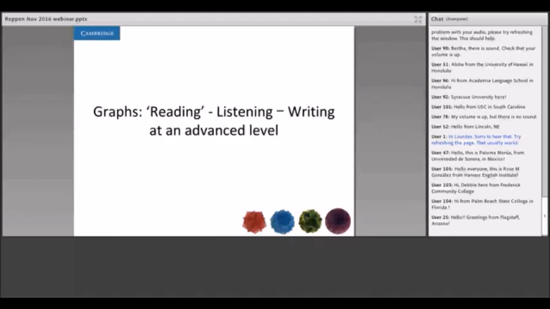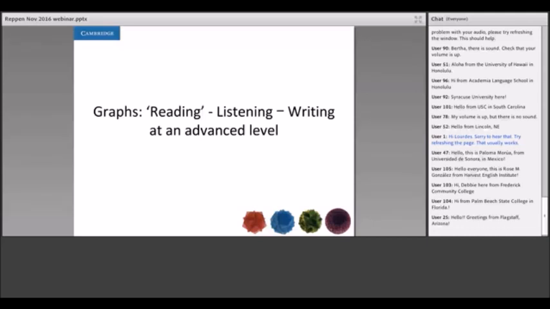So another thing that I think is really important is this notion of graphs. Graphs and tables and charts are something that most of our students are going to be expected to manage. They're going to have to be able to read them, they're going to have to produce them, and they're going to have to be able to write about them.